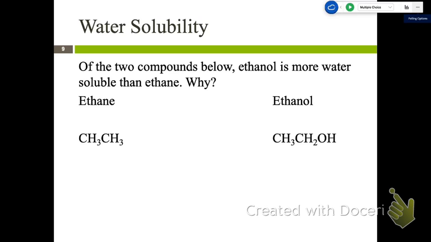Chad, can you share what you guys talked about? I said that the oxygen and the hydrogen makes it polar on one end. Great. So if we were to draw that out, we would have CH3, CH2, OH. So we have one polar O carbon bond, one polar OH bond. That's going to help it dissolve in water. Ethane doesn't have that, and so that molecule is not going to dissolve in water.